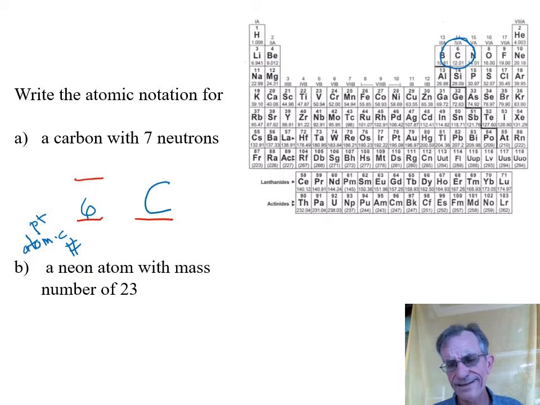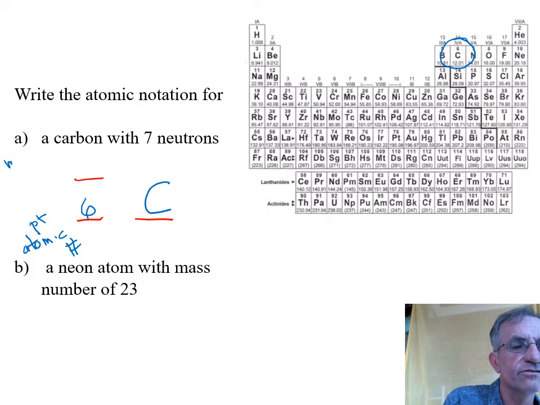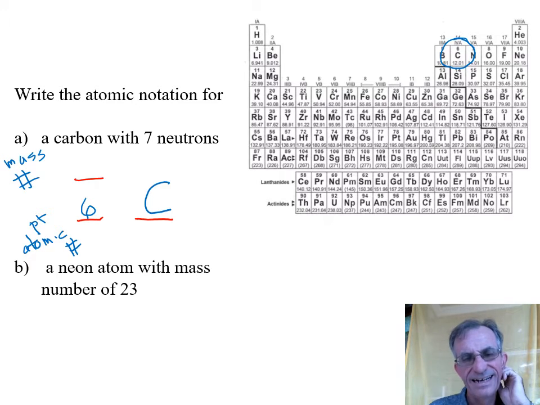Now, we're getting pretty close, huh? We only got to fill in one more blank. That top blank, we put in one more number. That's the mass number, remember? That goes up here. Now, is the mass number, let's see, a carbon atom with 7 neutrons. So am I going to be writing 7 in that top corner?